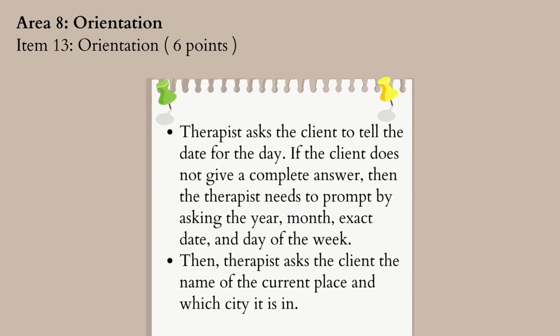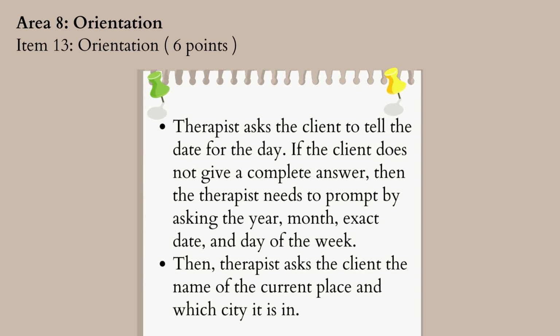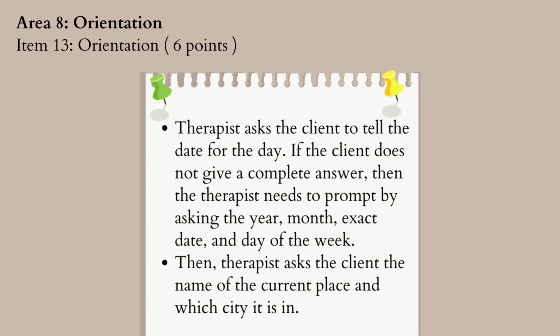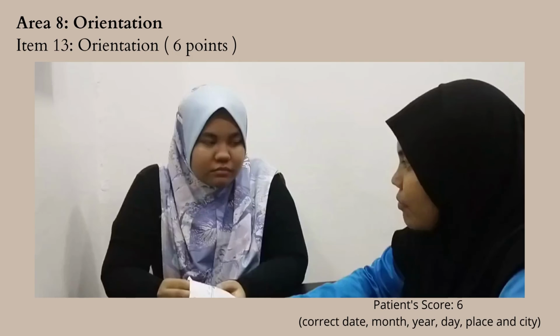Last but not least, the 8th area and the item number 13, we have orientation, which has a total of 6 points. In this item, the therapist will ask the client to tell the date for the day. If the client does not give a complete answer, then the therapist will prompt by asking the year, month, the exact date, and day of the week. Next, the therapist will ask the client the name of the current place and which city it is in.